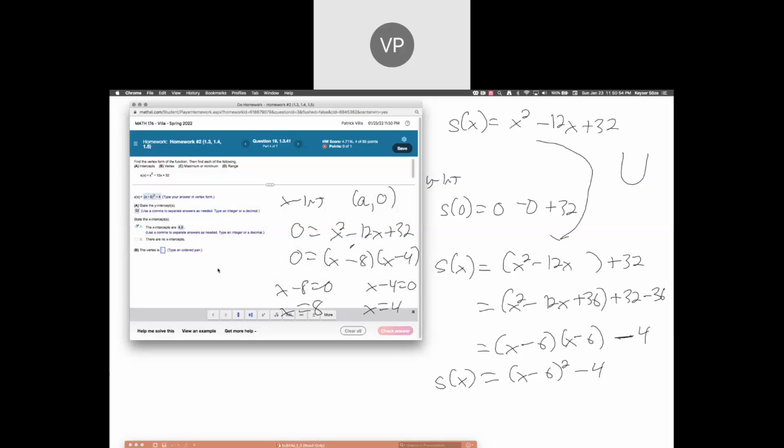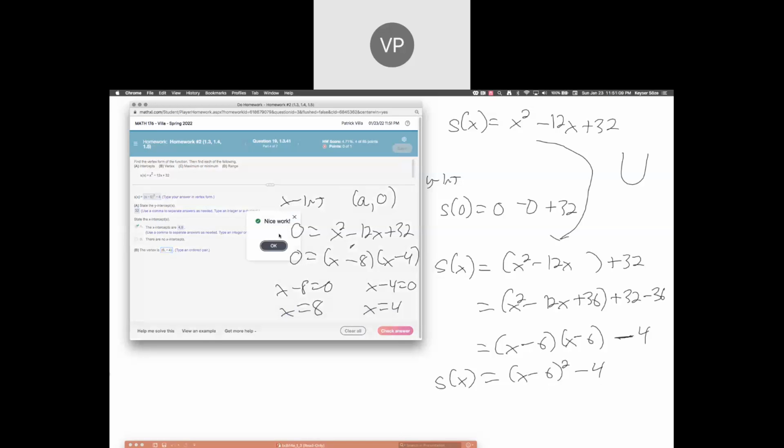Now the vertex, remember, it comes from down here. It's the opposite. When we're in vertex form, it's the opposite of the number in the parentheses, your x, and then it's exactly this number on the back end, minus 4. That's your vertex. Once you get this form, you should get the vertex just by looking at it.